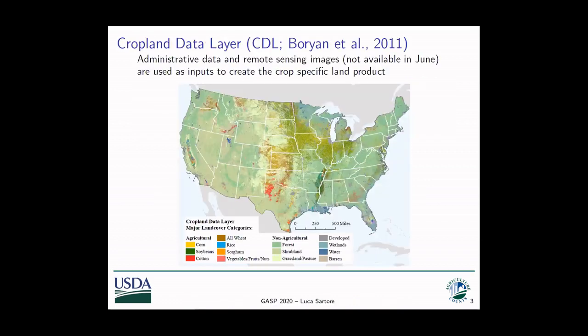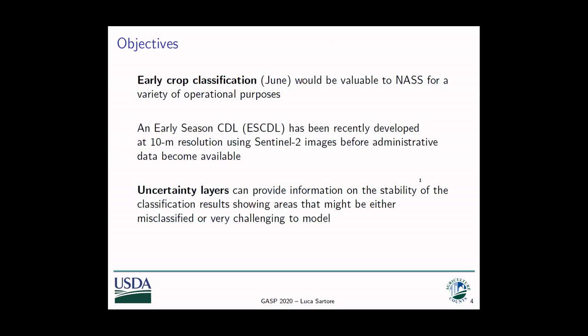The Cropland Data Layer is a product that NASS produces every year using remote sensing images. It shows cultivated areas and what kind of crop is cultivated in them. Because this product evolves with time, it also provides crop rotation patterns. And it has been used for different applications within NASS. Next slide, please.